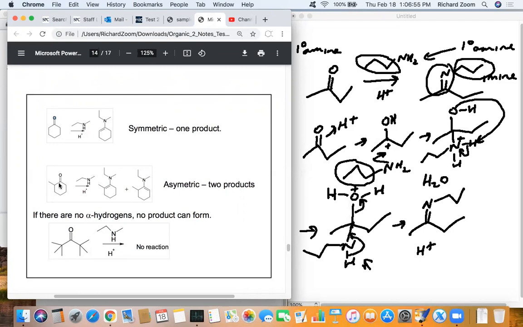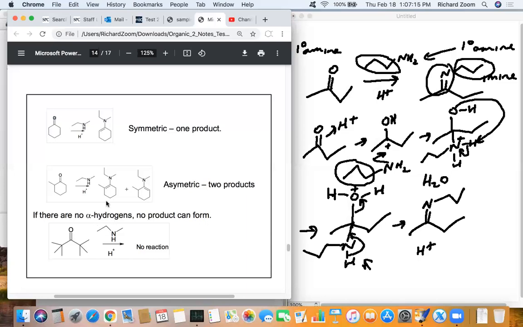But you'll notice if it's an asymmetric ketone, you'll end up with two products, one where the double bond is on one side and one where the double bond is on the other side. That should have another M in it. I keep on meaning to change that, but yes, that should be two M's, asymmetric.